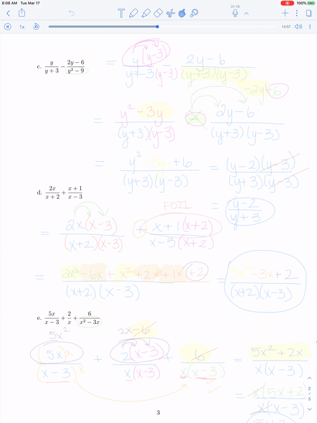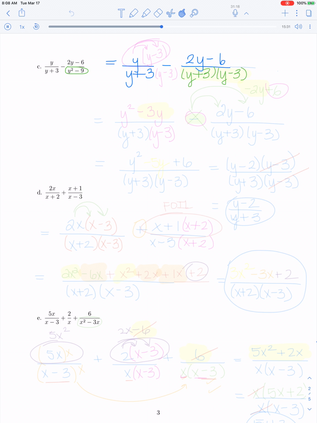Moving on to C. Notice in C that we want to find, again, a common denominator. But notice that the second denominator can actually be factored. So in order to find a common denominator, we have to factor that denominator first. Well, notice that that denominator is a difference of 2 squares. So we want to factor that first. And a difference of 2 squares means it'll factor as a y plus 3 and a y minus 3.